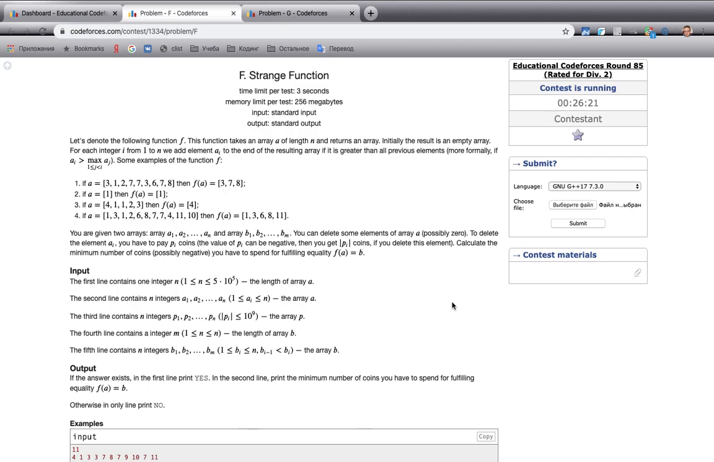Okay, for sure I don't have time left to solve both of the remaining problems, so I'll try to solve this one in time.